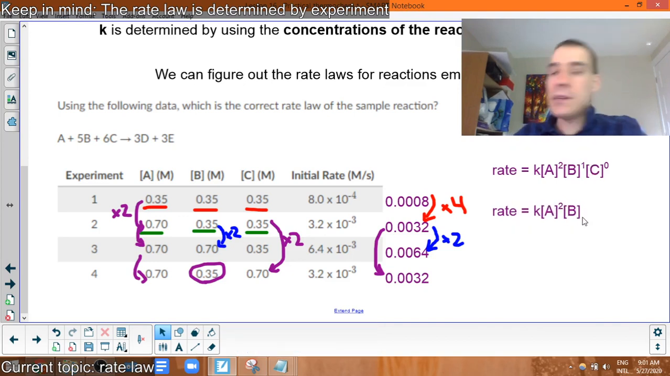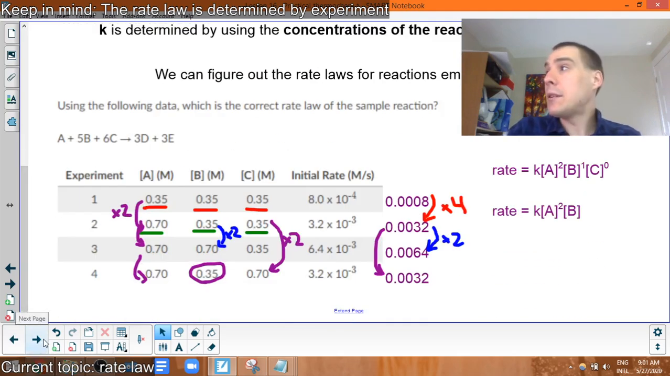We can even work out what K is if we do a little bit of math, right? Put in the concentration of A, put in the concentration of B, and then have the rate, and then just rearrange for K. I'm not going to do it because I feel like you guys have enough algebra skills to figure that one out. But you could figure out what K is as well just by putting in the numbers. Plug in 0.35, 0.35, and 0.35. Plug in 0.0008, and then you can solve for K if you want. So yeah, that's determining the rate law.